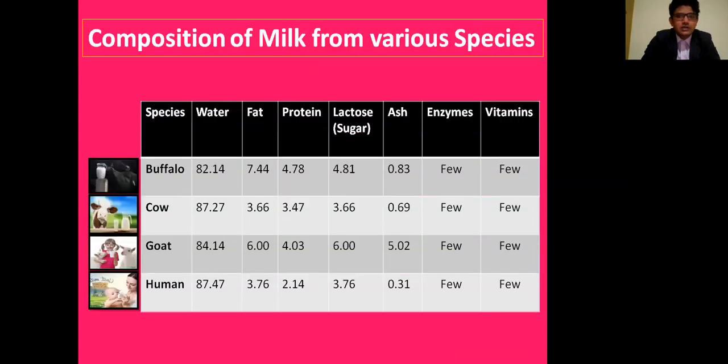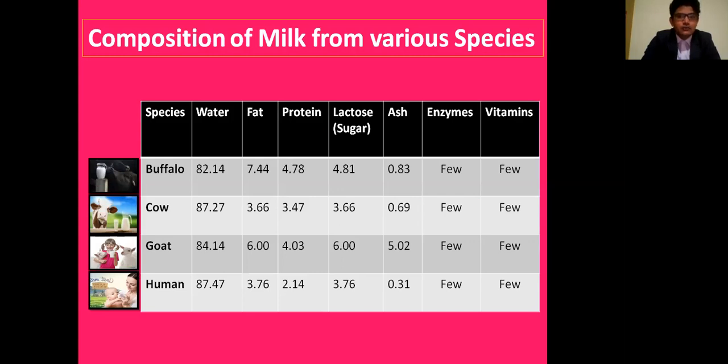The four species are incorporated in this table, which are buffalo, cow, goat, and human, and the various species which are giving milk are highlighted here. Their composition is incorporated in this table. The composition of milk contains water, fat, protein, lactose, ash, enzymes, and vitamins. These four species contain each of these constituents at a different level.